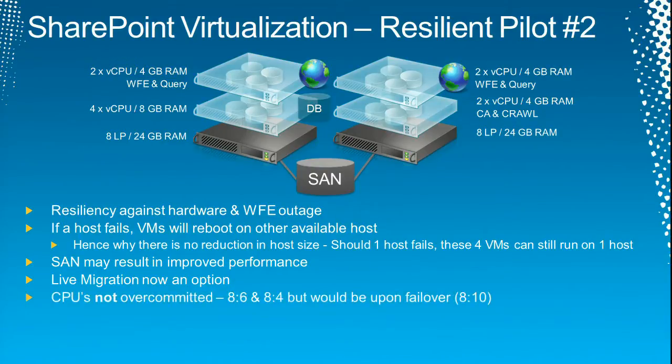And our CPUs are not overcommitted. Individually, they're 8 logical to 6 vCPUs and 8 to 4, but on failover, they would be slightly overcommitted. But if you've lost a host, a slight performance degradation, if any, would be acceptable while you're working on trying to get that host back up and then balance the workloads as well. That's assuming that there would be any performance hit. I don't think there would be a huge amount at all.